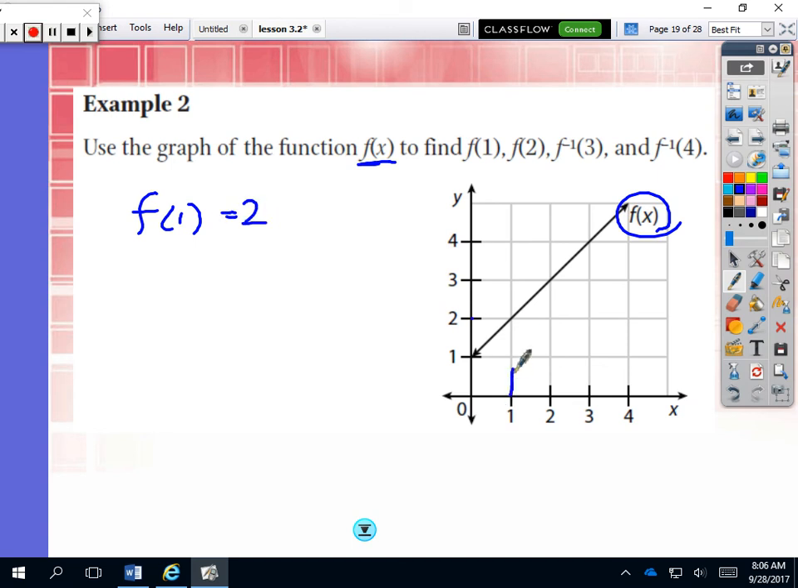Up and over. I need f of 2, so now x equals 2, and I go up from 2 and over, and it equals 3. I need f inverse of 3, so now I'm going backwards from 3 down to the x-axis, so that equals 2. F inverse of 3 equals 2, which makes sense because that point would just be switched. What about f inverse of 4?